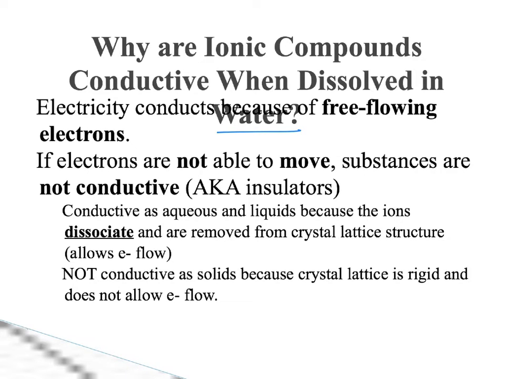So ionic compounds are conductive when they're aqueous or when they're melted to liquids, because the ions are able to allow the electrons to flow. And they're not conductive as solids because, as I just said, they don't flow. They've already transferred. So when they're in a solid state, that is just what they are.